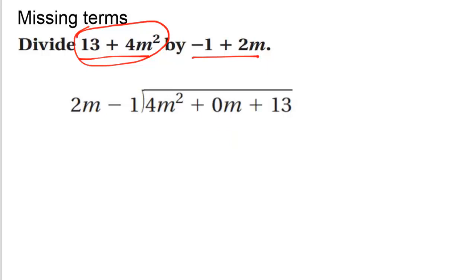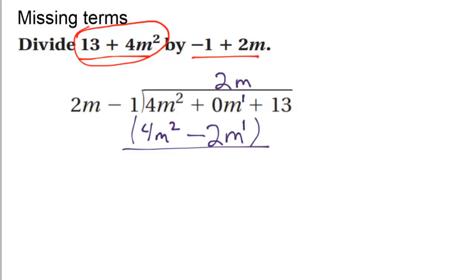So what do we multiply 2m by to get 4m squared? That would be a 2m. And I'm going to put my 2m right here. And then distribute that 2m. 2m times 2m is 4m squared. And don't forget to distribute the 2m to the negative 1. And that will give us a negative 2m. And you can see that because we put this 0m to the first here, we now have a 2m to the first to subtract from it.